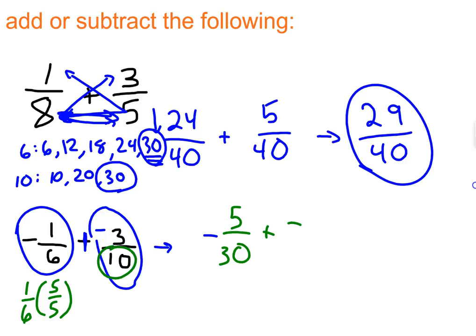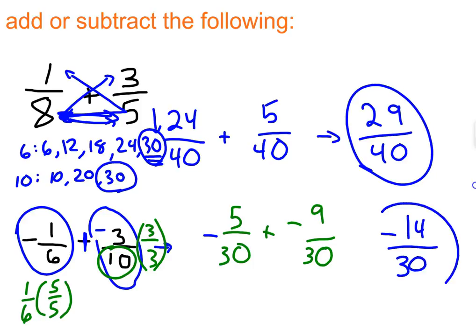3/10. How do I change 10 to 30? Well, I need to multiply top and bottom by 3/3, giving us 9/30. Again, like I said earlier, all you need to do is combine the numbers. 5 plus 9 is 14, and keep the denominator the same, and there you have it, 14/30.